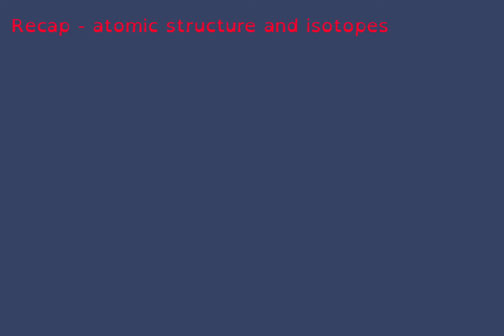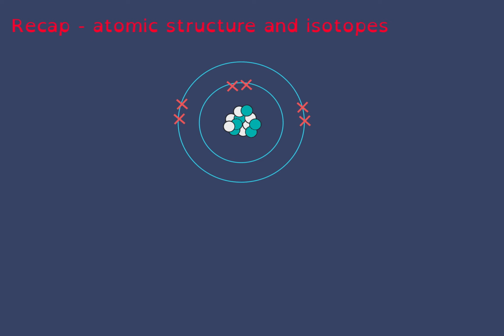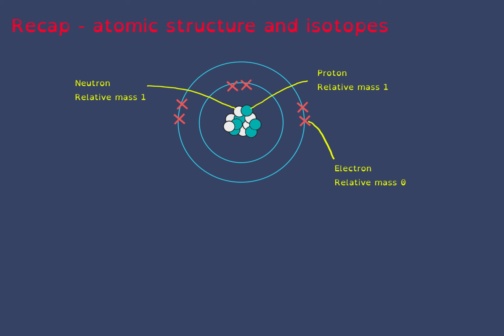So we use the nuclear model of the atom, and in the nuclear model at the centre there is the nucleus, and this contains the protons and the neutrons. The electrons move in their orbits around the outside. I'm sure you remember that the relative mass of a proton is 1, of a neutron is 1, and of an electron it's almost 0. The relative charges of a proton are +1, a neutron is 0, and an electron is -1.